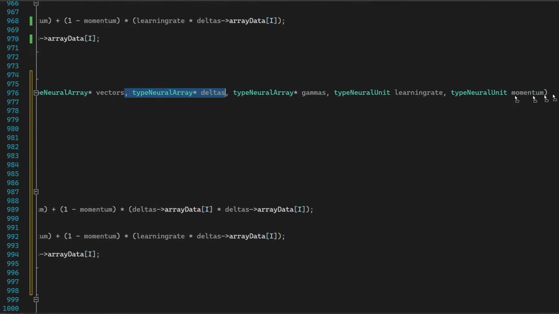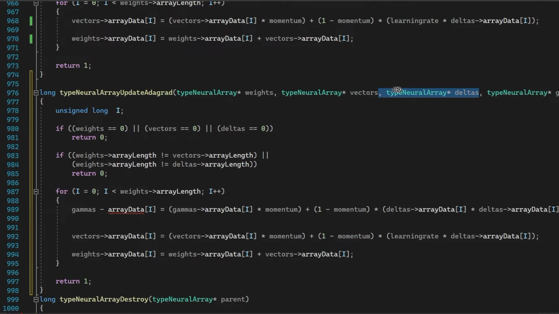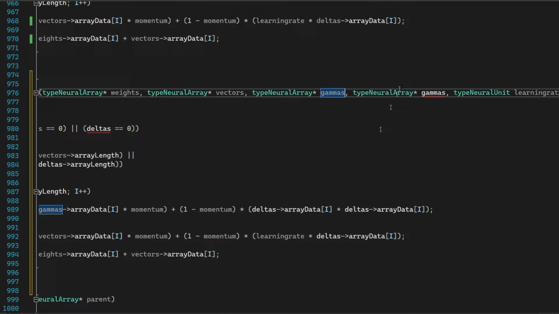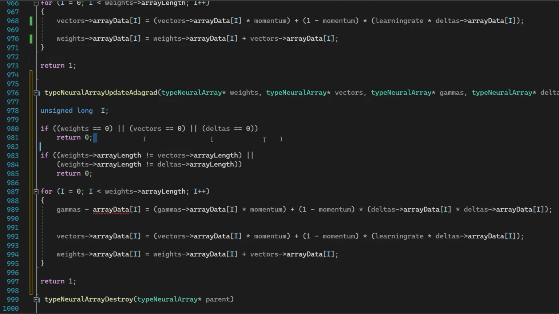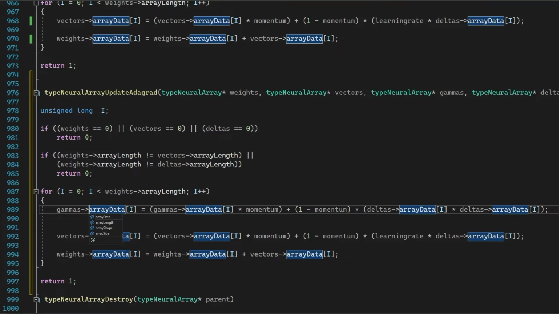Stop doing that. Oh, come on. Okay, Visual Studio is being stupid again. Gammas, deltas, deltas. Okay. What is that? Gammas. Okay, so that's the first step right here.